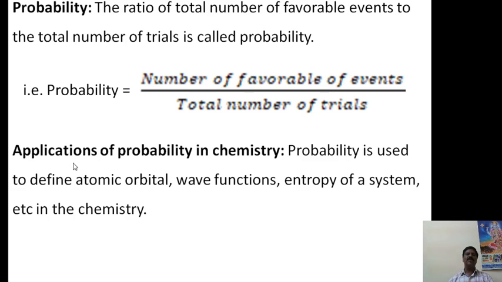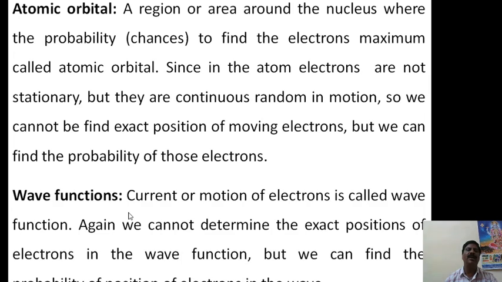Now coming to the application of probability in chemistry. Probability is used in defining the atomic orbital, wave function, and entropy of the system in chemistry. By using the probability concept, how is the atomic orbital defined? The atomic orbital is nothing but a region or area around the nucleus where the probability or chance to find the electrons is maximum.